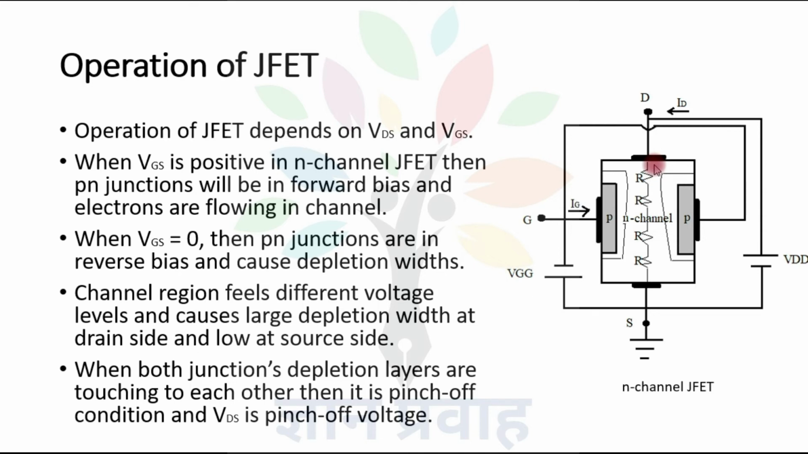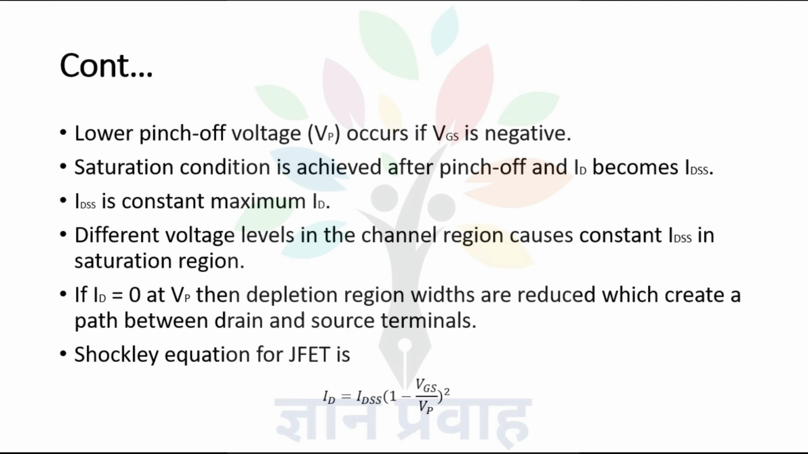So in case of pinch off voltage or pinch off condition, ideally ID current must be 0, but it is not 0, because when both depletion region widths are touching each other, it means there is a voltage difference, and this voltage difference decreases the width of the depletion region. It means current conduction is saturated here. Lower pinch off voltage occurs if VGS is negative.